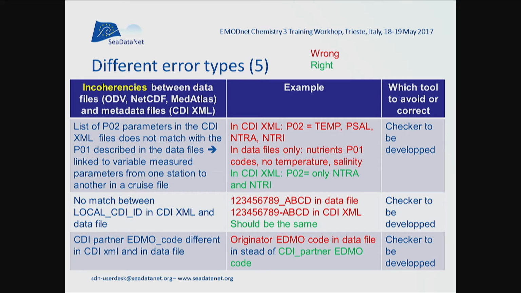Another type of error is the incoherency between data files and metadata files, as reported by the regional leaders. For example, in some files, in the CDI file, you make reference to the P02 parameter, whereas in the data file, you make reference to the P01 parameter, but they have to be linked together. You cannot put some P02 which are not linked to P01. They have to be mapped.